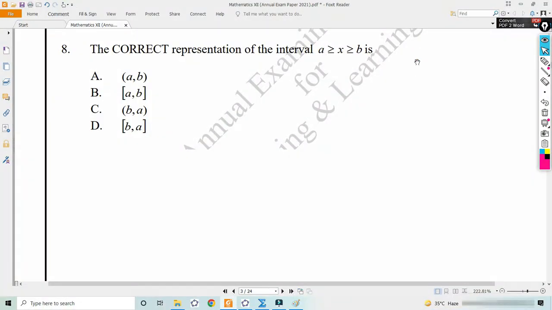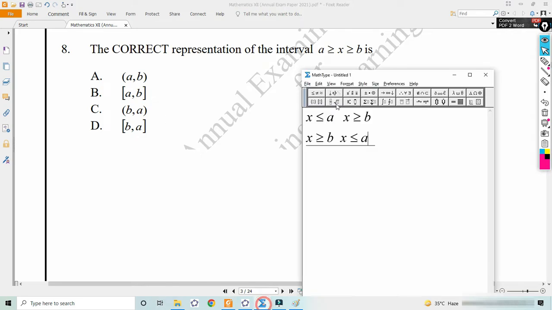In MCQ number 8, the correct representation of the interval is required. Now because of this equal sign, either B or D will be the answer because they represent a closed interval. Further, we can write the first part of the interval as x less or equal to a, because if a is greater than x, then x is less than a. Then we can replace their parts and we can write x greater than or equal to b and x less or equal to a. Now according to this, D is the correct answer, the last option.